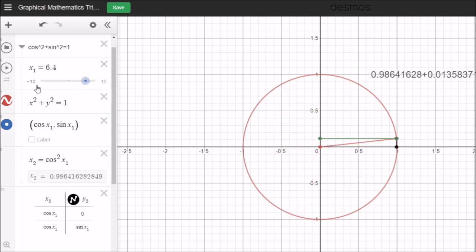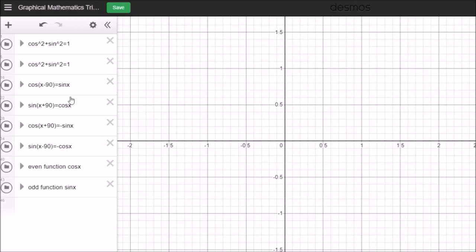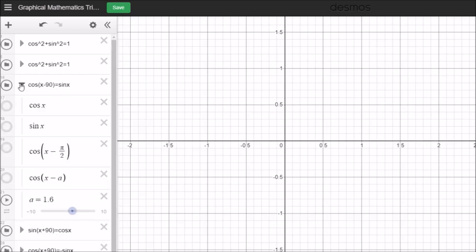So that's two little graphical proofs of cos squared plus sine squared is equal to 1. Let's move on and we'll look at some more. Here's our next identity: cos of x minus 90 is the same as sine of x.